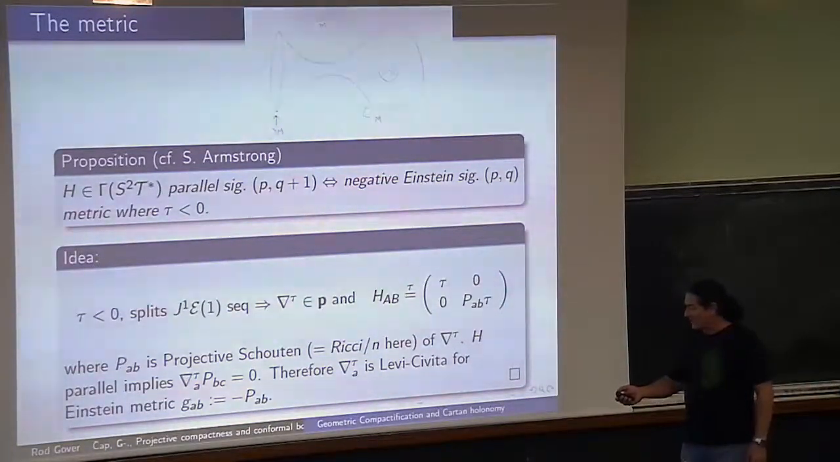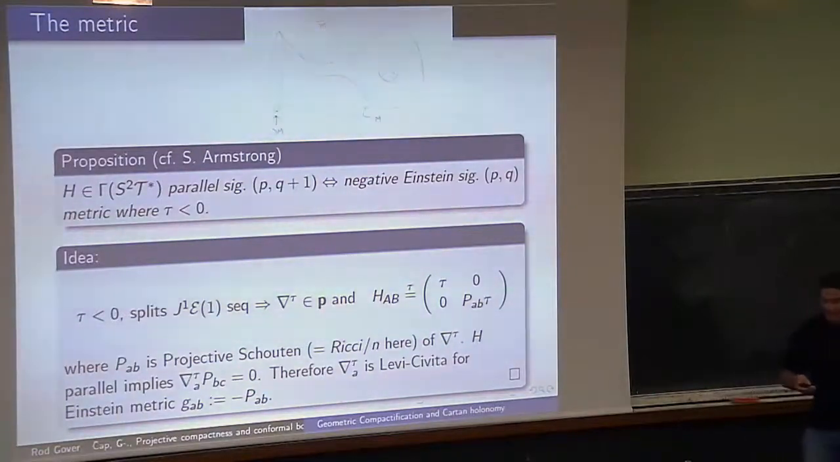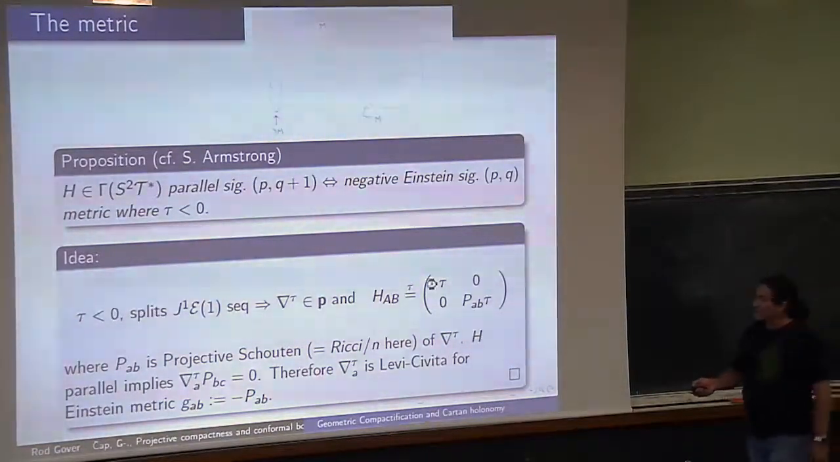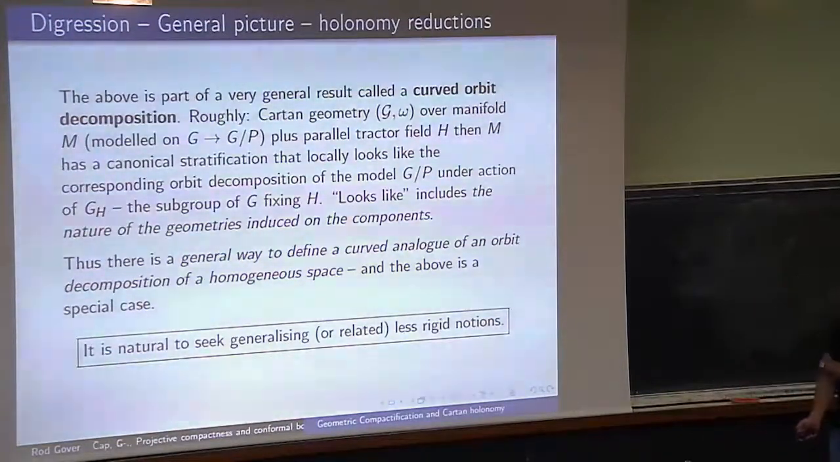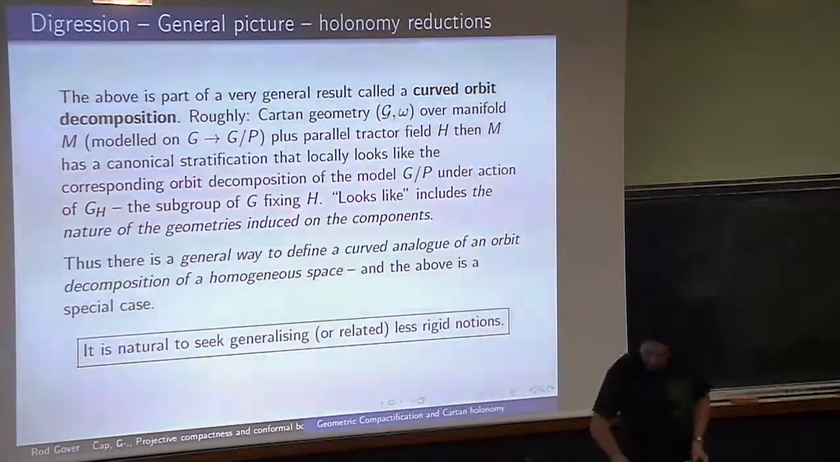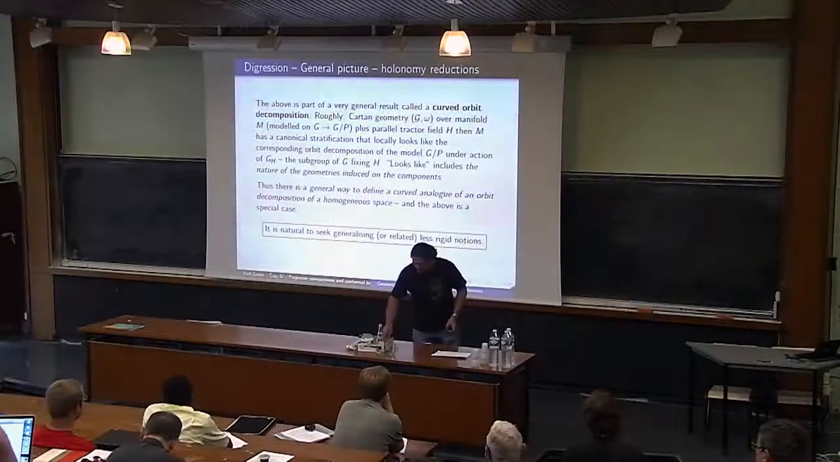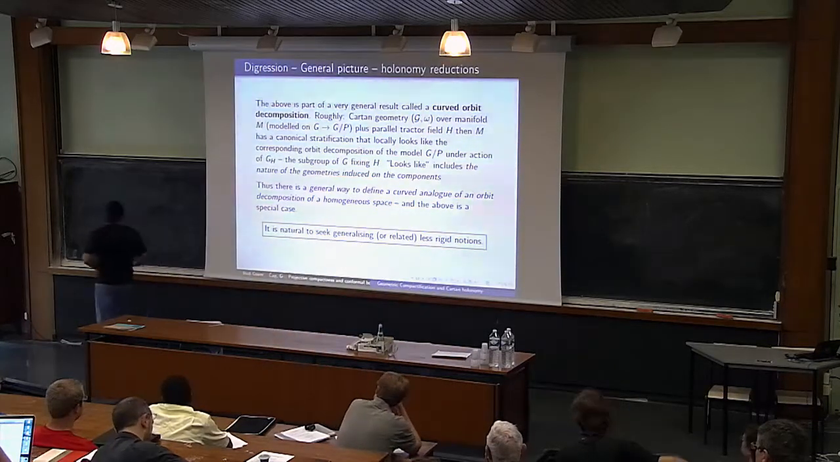What's not so obvious is why the zero locus of this density should be some nice hypersurface that you can take as a boundary, right? You can see this directly, but this is part of a very general picture that I wanted to mention, namely this holonomy reduction business.